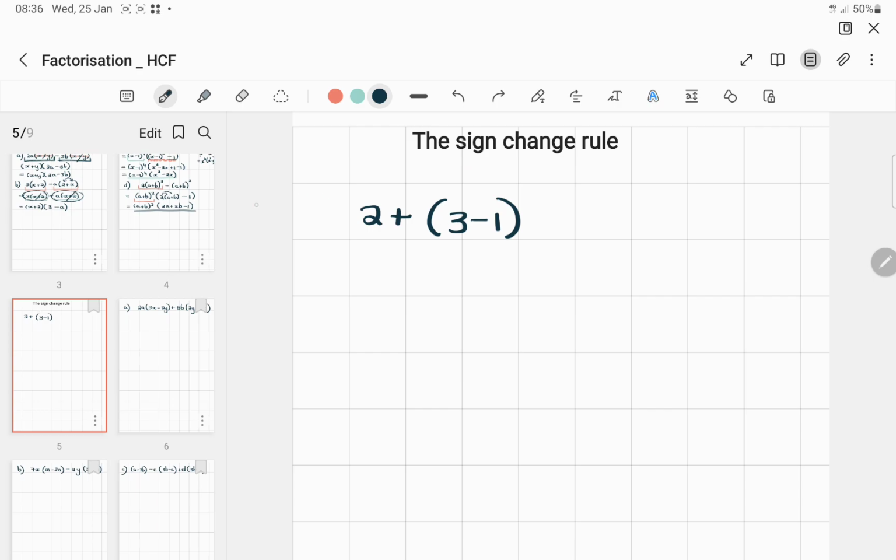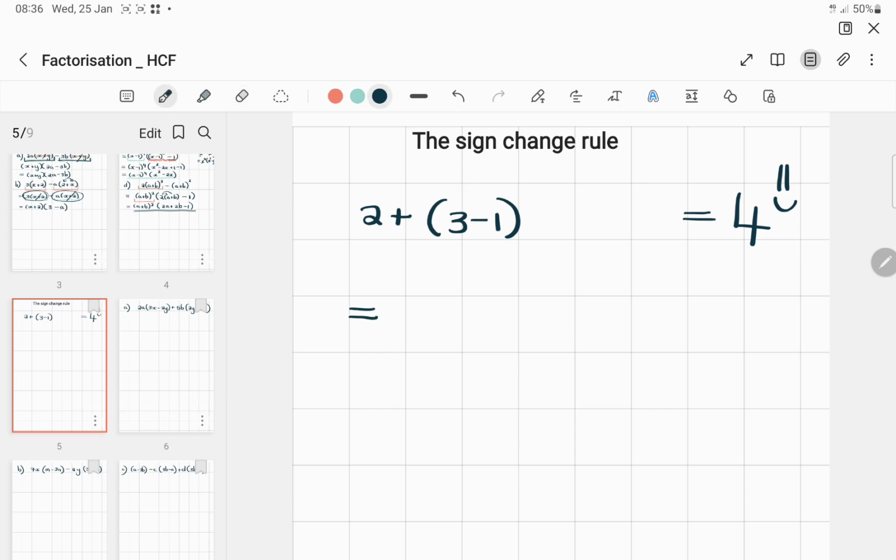Why? Because we want to make it look like this previous bracket that was over there, which you'll see in the next slide that we're going to deal with. So I just want to show you that you can do a sign change. Let's first see if you had to work this out: 2 plus 3 minus 1. 3 minus 1 is 2, and 2 plus 2, so the answer we know is correct is 4. That's what we want to get to.